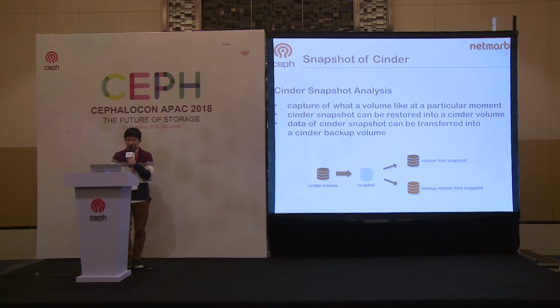Next is the snapshot feature of Cinder and Ceph. I'm going to explain the snapshot of Cinder first. As you know, a snapshot is a capture of what a volume looks like at a particular moment in time. A Cinder snapshot can be restored into a general Cinder volume or transferred into a Cinder backup volume. The difference between volume restore and volume backup transfer is that a restored volume uses the RBD clone function, while in backup transfer the real data is transferred from the snapshot to the Cinder backup volume.